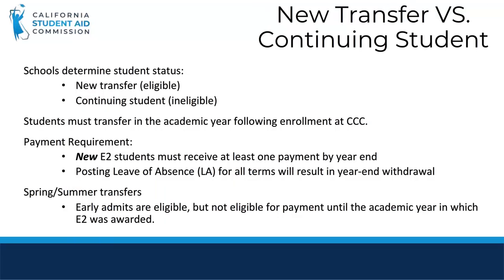Schools indicate whether an E2 awardee is a new transfer eligible or a continuing student ineligible. The at least one payment rule does not apply to renewal E2s. Spring and summer transfers are eligible as early admits provided the school records reflect special early admit, although students may only be paid as an E2 in the academic year they are awarded the transfer entitlement grant.